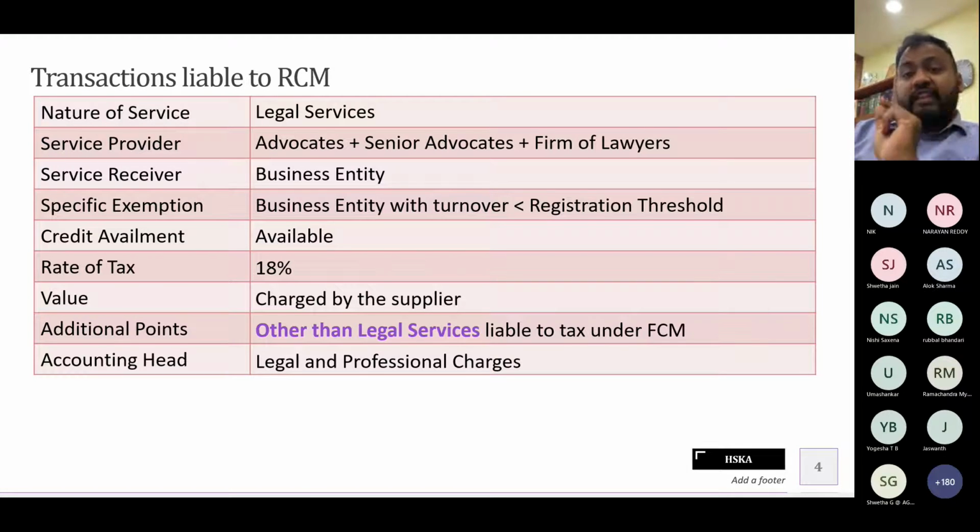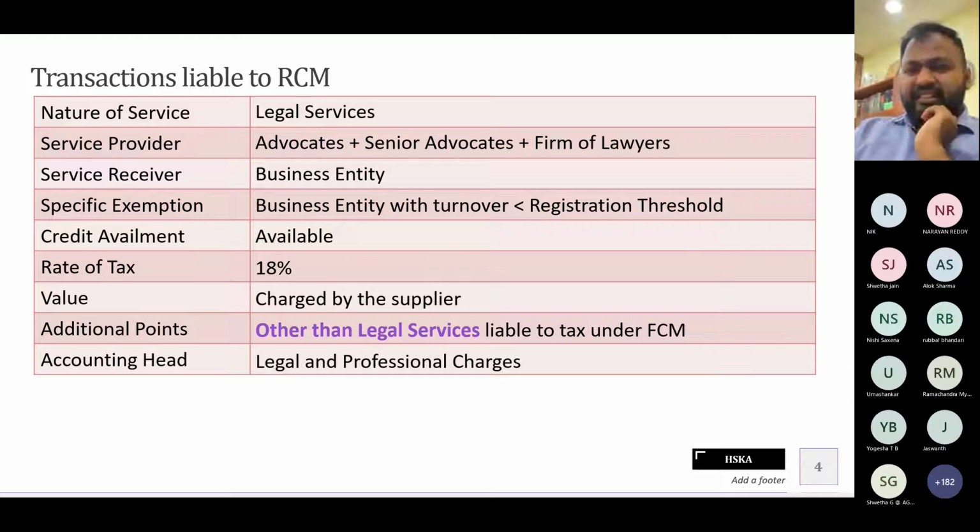In that case, he has to obtain registration if he satisfies all the conditions of registration for getting the registration done, and he has to pay tax under forward charge. You don't have to pay tax under reverse charge mechanism, because RCM is applicable only for legal services rendered by an advocate, not on renting of immovable property services rendered by legal lawyers.